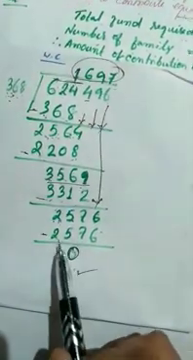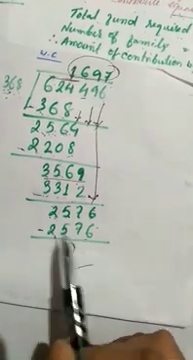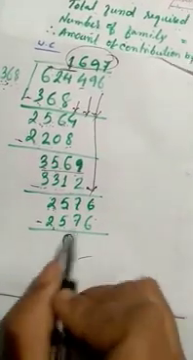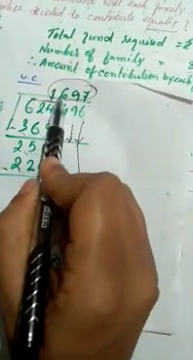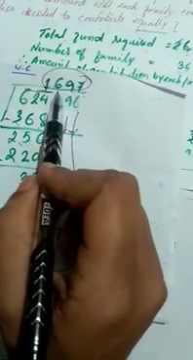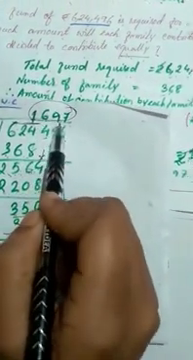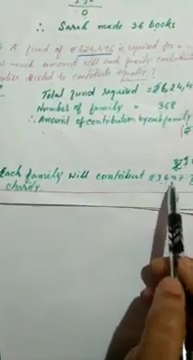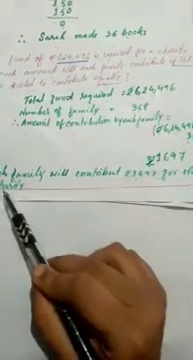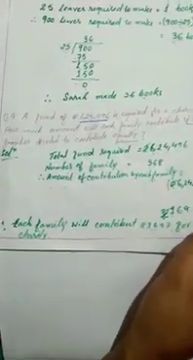368 7 times gives 2576. So that means we have got the same result. So after subtracting we have got 0. So the answer is the amount of rupees, it will be 1697. Alright students, so that means each family will contribute rupees 1697 for the charity. Alright students, so next let's see our question number 5.